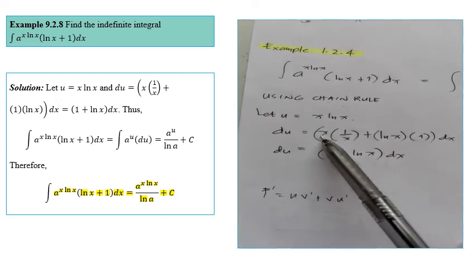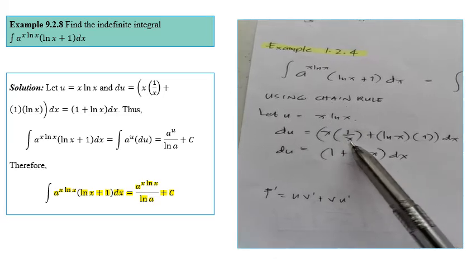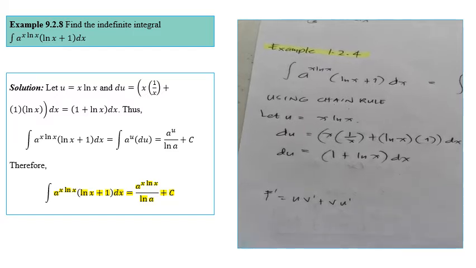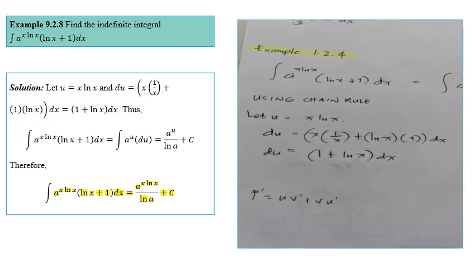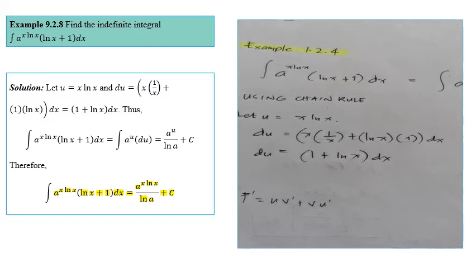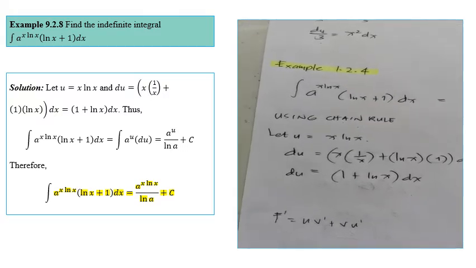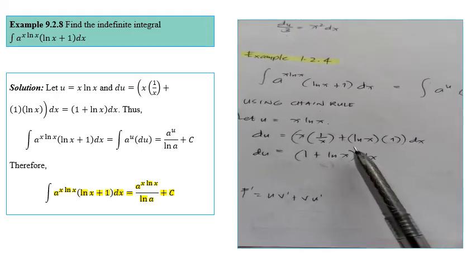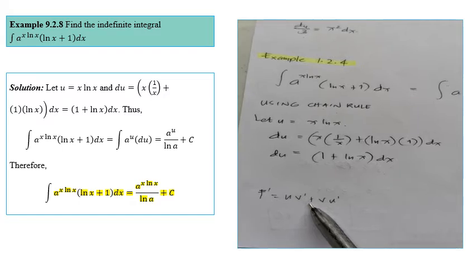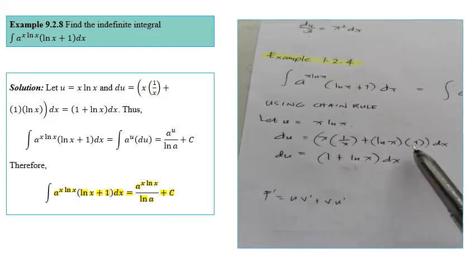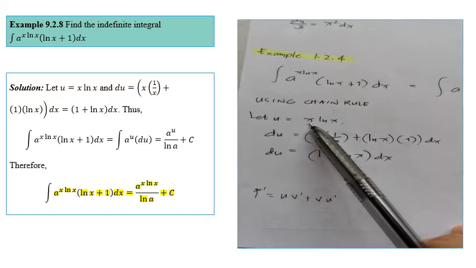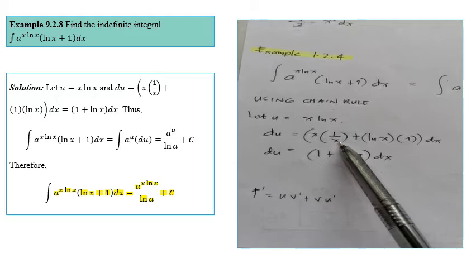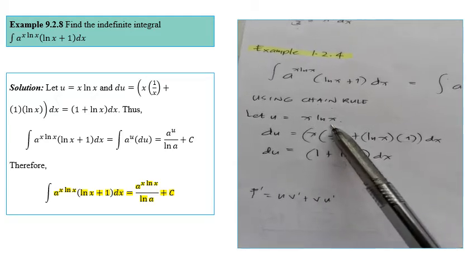So first times the derivative of the second, that is 1 over x. The derivative of ln x is in our module, on page 11, if I'm not mistaken, page 7 or 8. Then plus, and then v is ln x. This 1 is the derivative of x. Let me repeat: x comes from there, and this 1 over x is the derivative of ln of x.